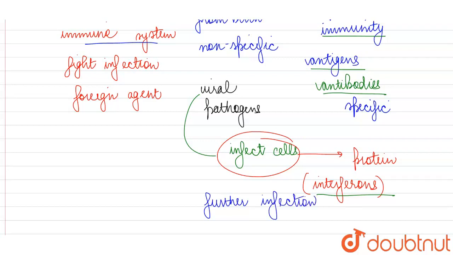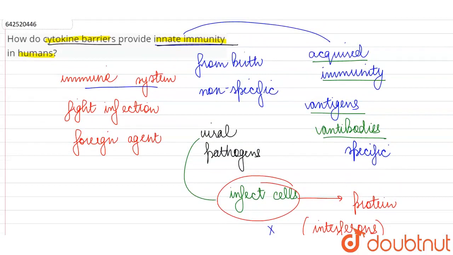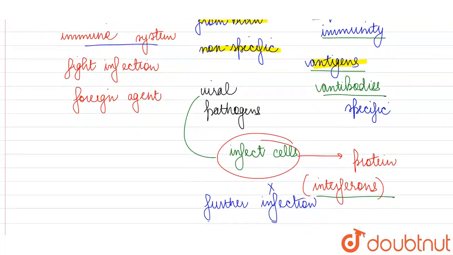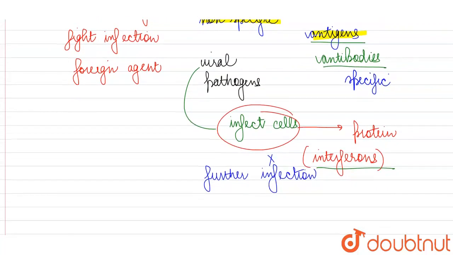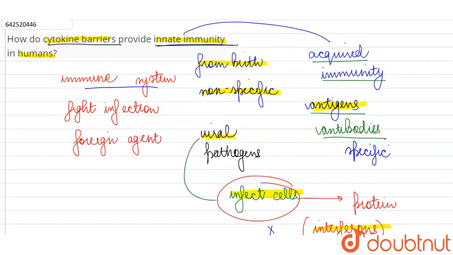So this is how the cytokine barrier works. It is a type of innate immunity, which means that it is present from the time of birth, and it is not specific. It is not against a particular type of antigen. It gives us general protection against the viruses, as the cells which have already been infected by the virus release proteins called interferons, which prevent further infection of other cells of the body by this same virus.